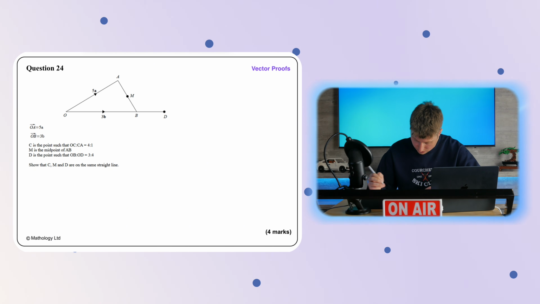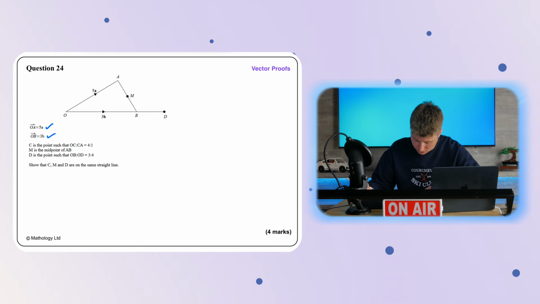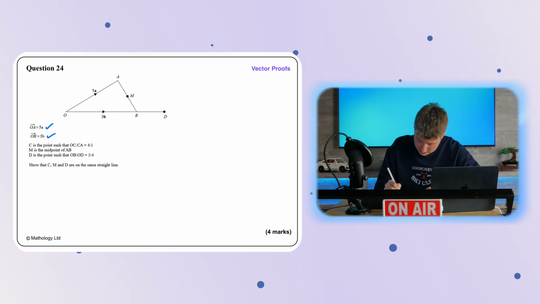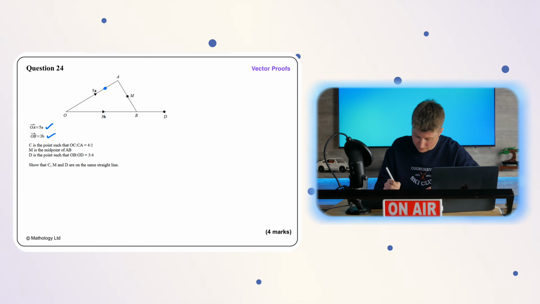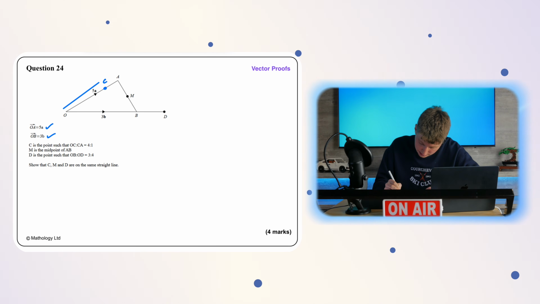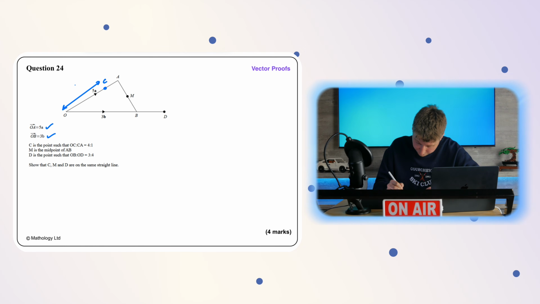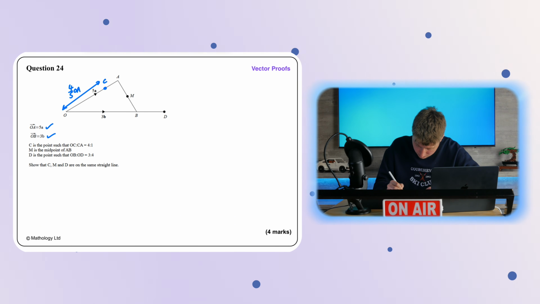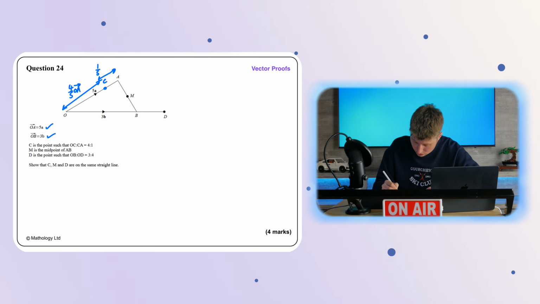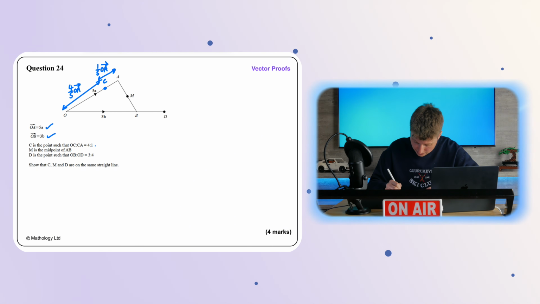So if we go from the start, we've got OA, which is 5A, that's marked on the diagram. OB is 3B, that's marked on the diagram. C is a point such that OC to CA is 4 to 1. So that means that C will probably be somewhere up there. We know that this section, which is OC, as a fraction of OA, is 4/5 of OA. And we know that this section here is 1/5 of OA. So that is dealt with that ratio.